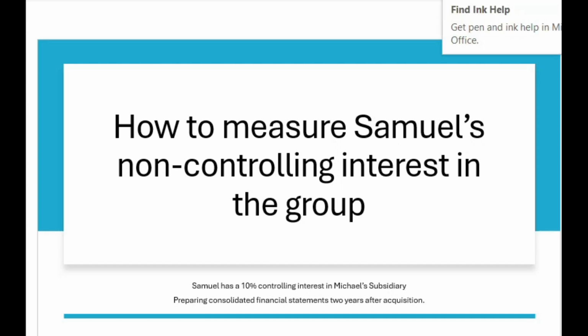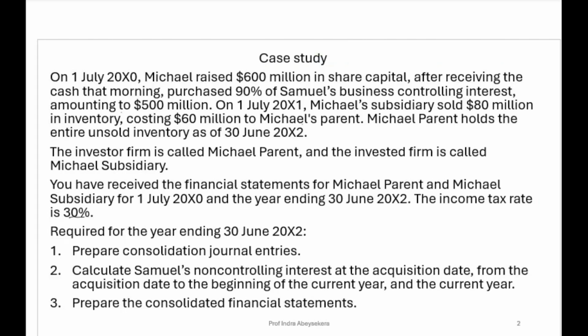This video shows how to measure non-controlling interest in the group. Here is Samuel's non-controlling interest in the subsidiary, Michael's subsidiary. There's Samuel having 10% non-controlling interest in that subsidiary. We're going to look at how to prepare consolidated financial statements with the non-controlling interest.